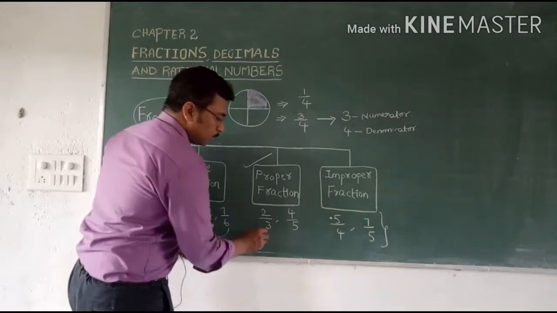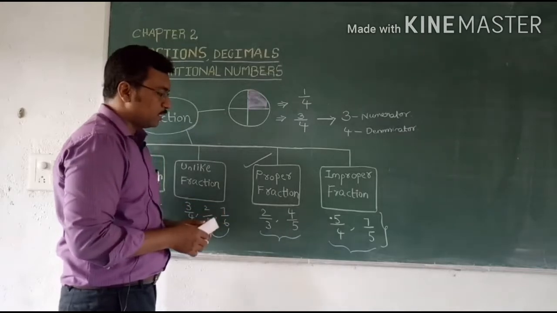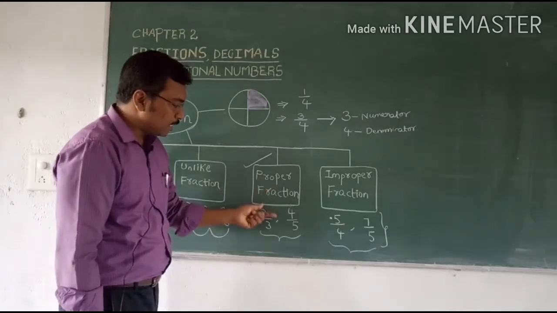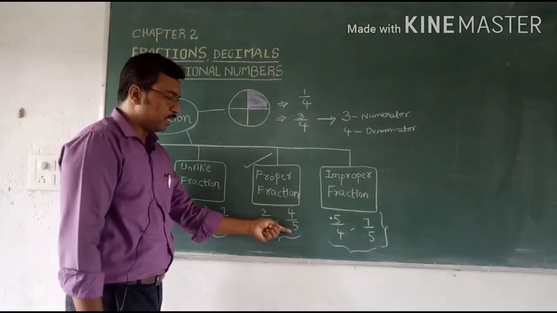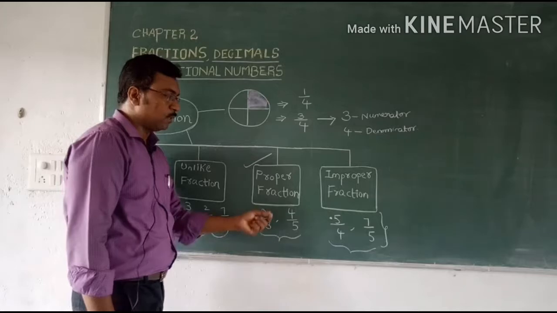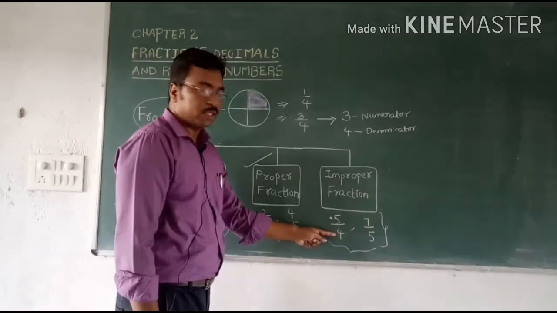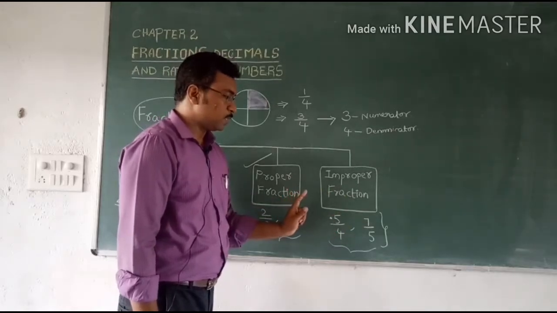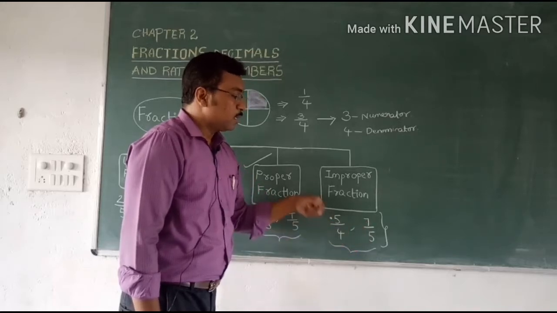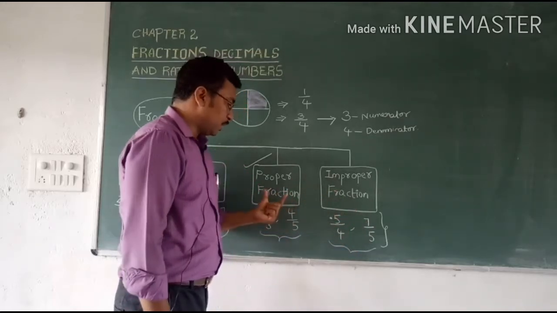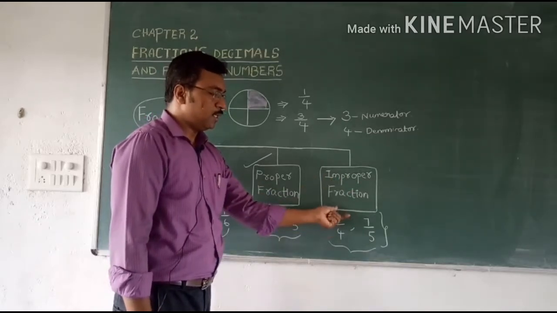If you observe the proper fractions and the improper fractions, we can make one clear difference. What is the difference? The proper fraction is less than 1. 2 divided by 3 comes to less than 1. 4 divided by 5 comes to less than 1. Whereas in the examples of improper fractions, 5 divided by 4, we get more than 1. 7 by 5, we are dividing 7 by 5, so we will get more than 1. So a proper fraction is always less than 1. An improper fraction is more than 1.